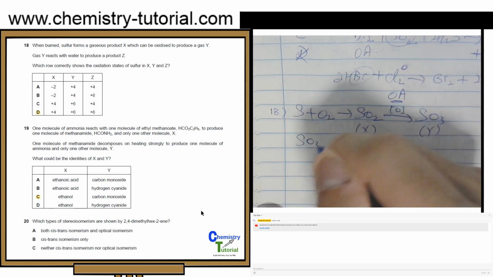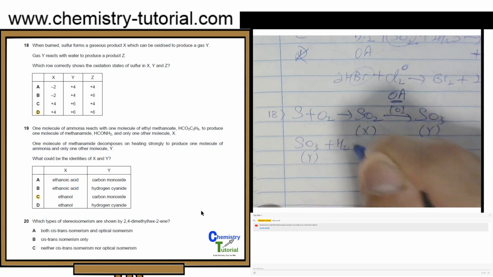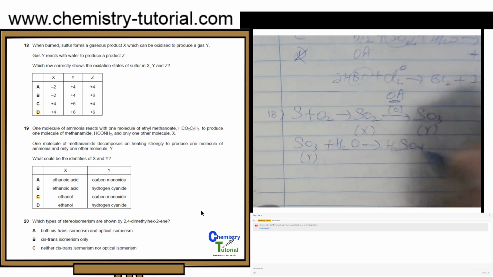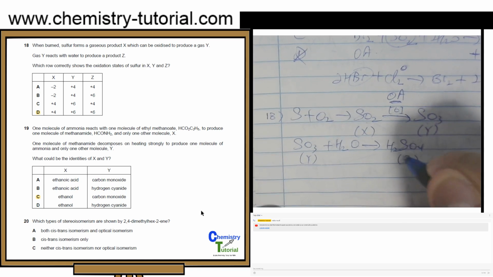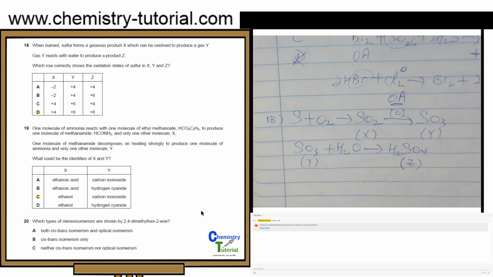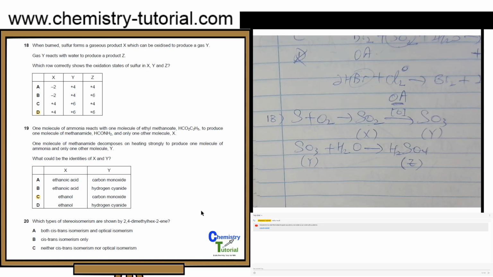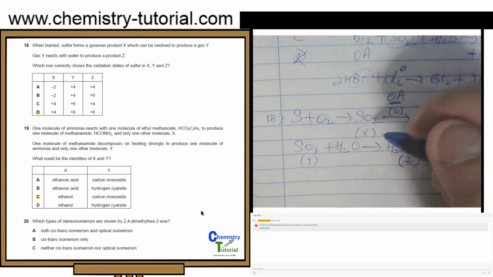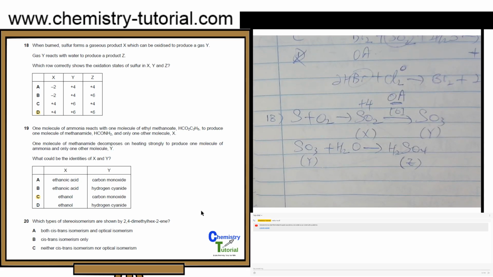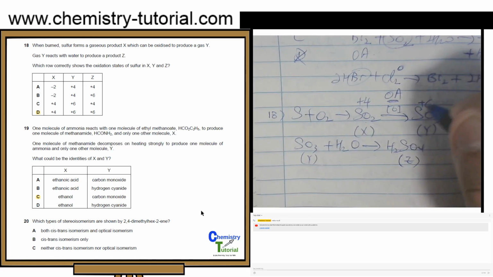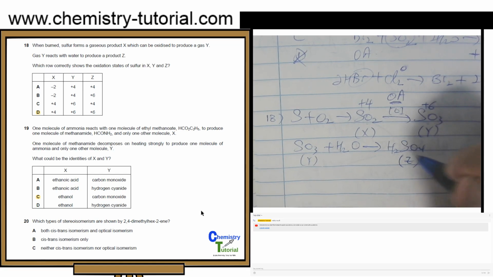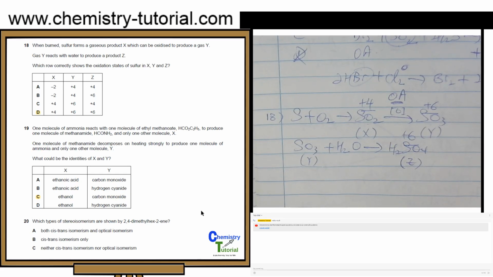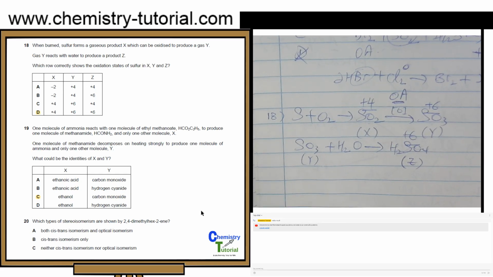And the gas Y, which is SO3, will react with water, balance your equations. What we have is H2SO4. So this is our Z, our acidic solution. Now once you are able to identify the identity of X, Y, and Z, then we can start to determine their respective oxidation state. The oxidation state of sulfur in SO2 is +4. The oxidation state of sulfur in SO3 is +6. And oxidation state of sulfur in sulfuric acid is +6. So it's +4, +6, and +6. Therefore, answer is option D.